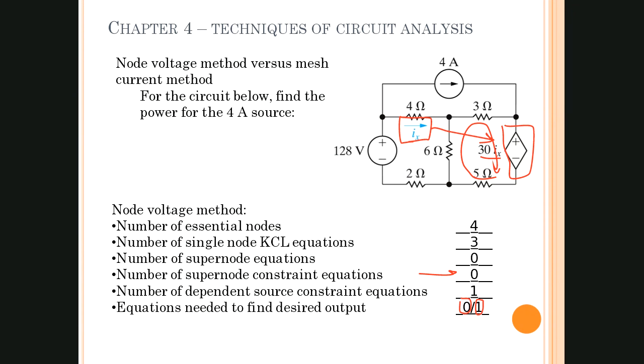Okay, and we're looking at the power for the 4 amp source, and the 4 amp source is right over here. And so what you need to do is use the power is equal to I times V, and that'll give us the power generated by that source. We're given current, and we just need to find the voltage across that 4 amp source.